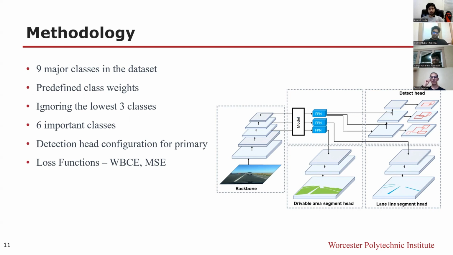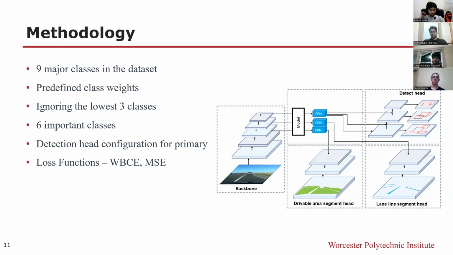We decided to ignore the lower 3 classes, which include trees, buildings, and miscellaneous structures. This was mainly due to the high training time. So instead, we focus on the remaining 6 classes, which can be grouped into 2 categories: the primary classes, which consist of vehicles, lane lines, and drivable areas, and the secondary classes, which include the footpath, pedestrians, and traffic signals.